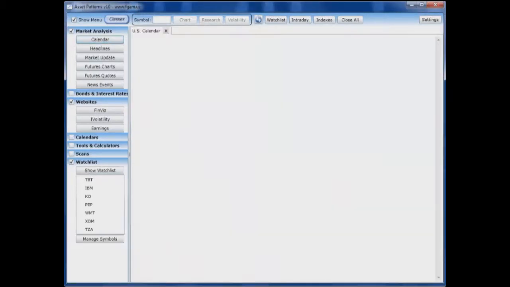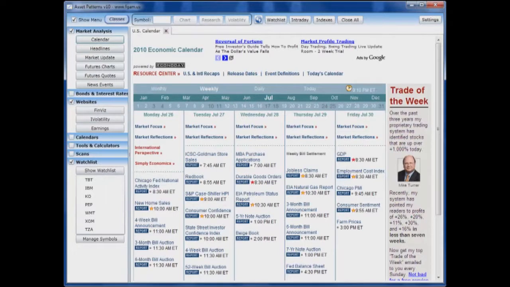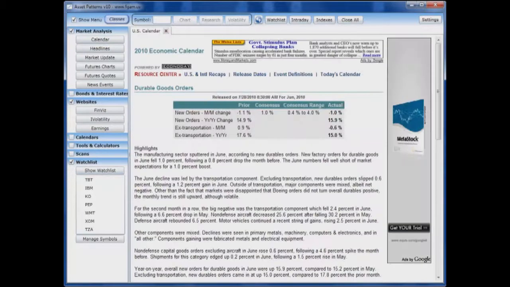First, we'll take a look at a macroeconomic calendar. We see that on Wednesday, July 28th, the durable goods orders report was released at 8:30 a.m. Eastern. Consensus range for the new orders month over month was 0.4% to 4.0%. The actual number was not as expected. It came in at negative 1.0%.